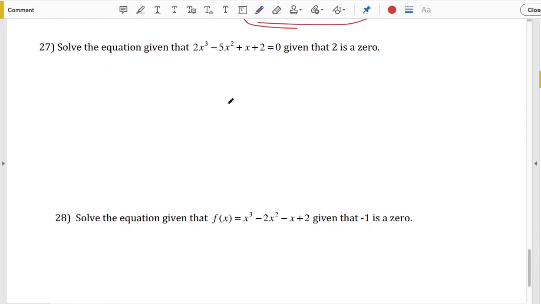All right, last two questions. So we've got number 27. We want to solve this equation given that 2 is a 0. So let's see what we got here.